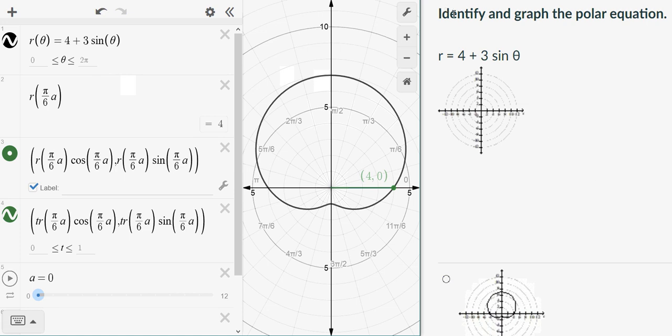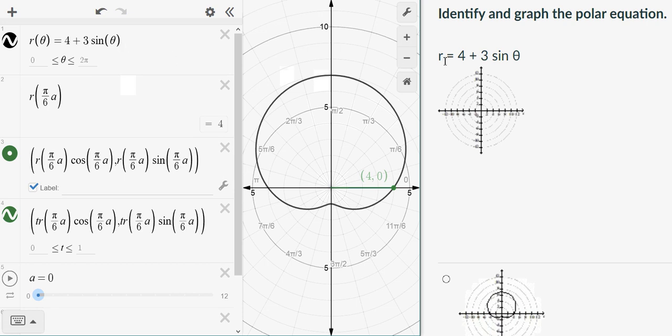Now, let's identify and graph the polar equation. Here we have r equals 4 plus 3 sine theta. And then we use decimals. We input r of theta equals 4 plus 3 sine theta.